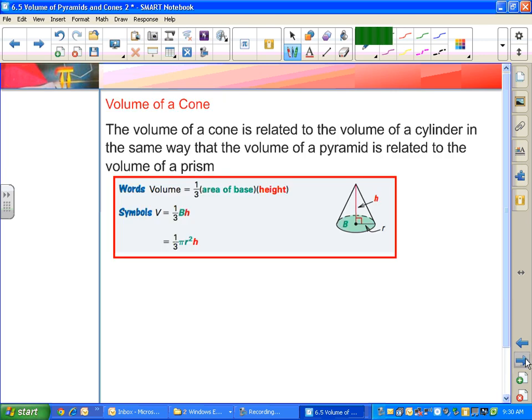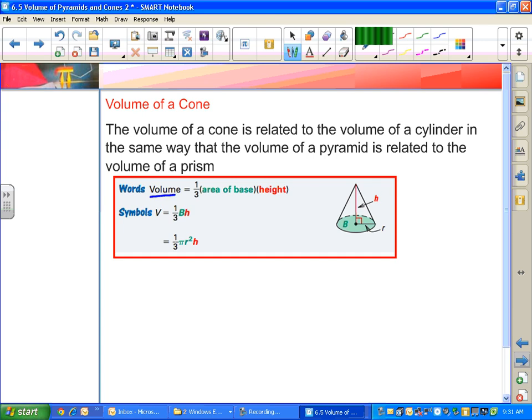All right, now let's look at cones. Finding the volume of a cone is related to the volume of a cylinder the same way that the volume of a pyramid is related to the volume of a prism, right? Remember we said we could fit 3 pyramids inside of one prism? Well, you can fit 3 cones inside of one cylinder. They might not be nice right cones like this one is, but you could actually fit 3 of them in there. It's kind of weird, but you could.